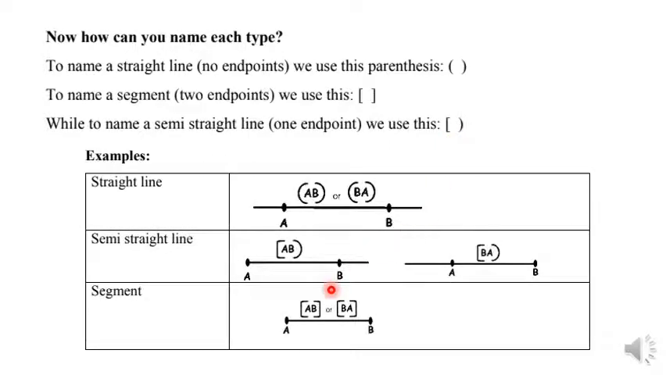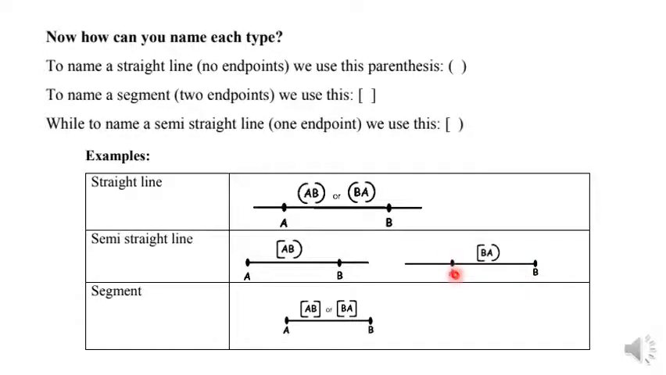Look at the examples below. This is a straight line AB. We can name it AB with parentheses or BA with parentheses. This indicates this is the straight line AB. Okay, the semi-line or the ray, it has a starting point. So it's a bracket from A and no endpoint in the other side, so we put a parenthesis. So we name it AB. Or from this side, it's a starting point or an end point, so it's closed from B and we put a parenthesis on A.